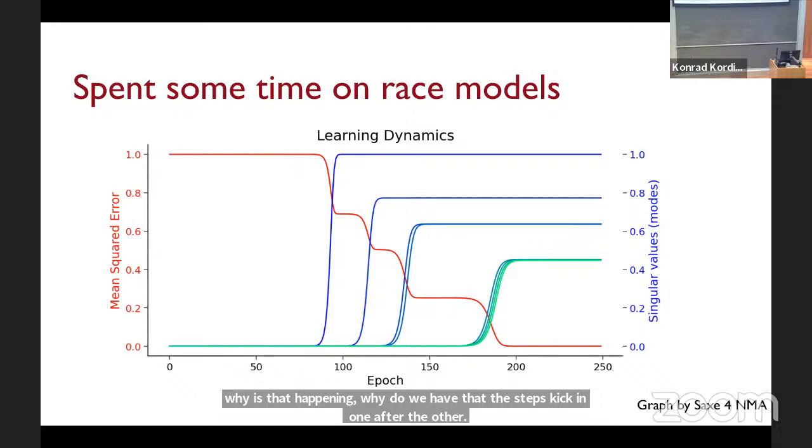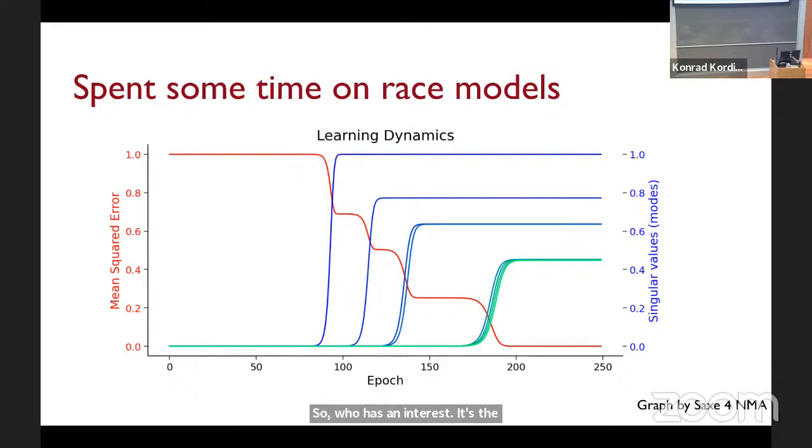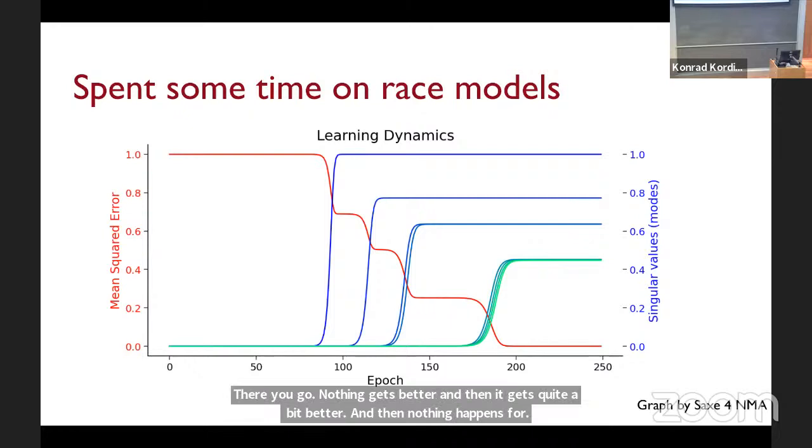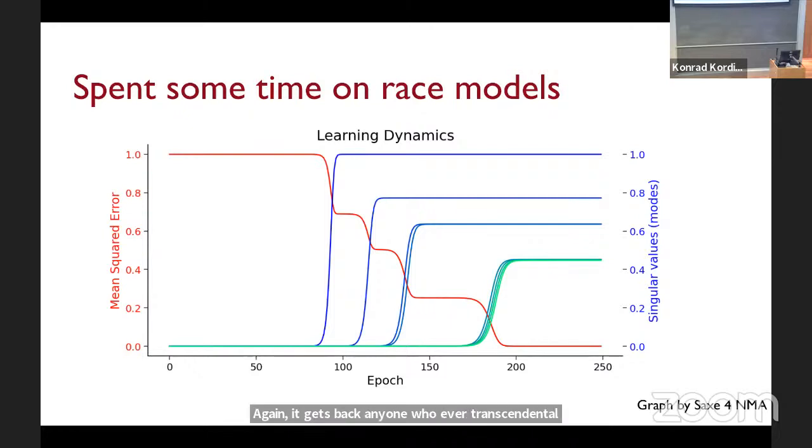So who has an intuition? It's the most normal thing when you train neural networks. They go, nothing gets better, and then it gets quite a bit better, and then nothing happens for a while, and then again it gets quite a bit better. Anyone who ever trains a neural network has seen that. Why is that coming? Where's that coming from?